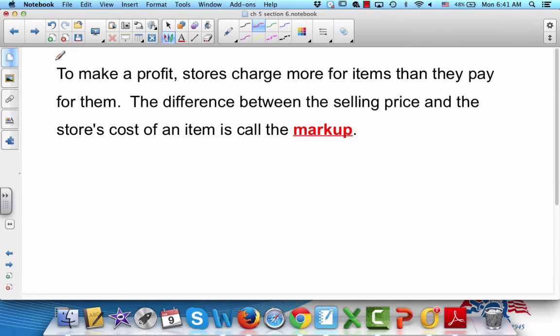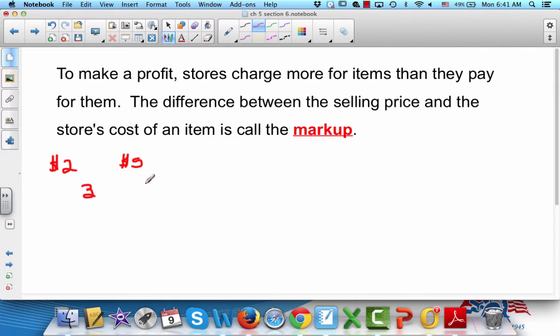All right, to make a profit, stores charge more for items than they pay for them. That makes sense, doesn't it? See, what can happen is I can come up with a great product. Let's say it costs me $2 to make it, and I sell it to a store for $5. I make $3 on that.